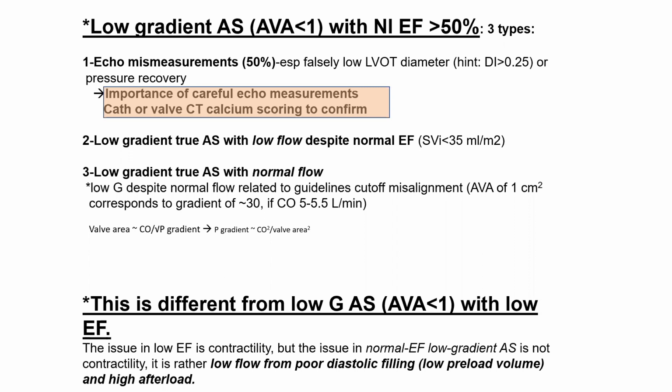Conversely, and not uncommonly, you will have cases where the gradient will go up, but it will not go up enough. It will remain in the 30s while the valve area remains less than 1. Most often in those cases, when the gradient goes up over 30 and the valve area remains less than 1, even if the gradient does not go beyond 40, you are truly severe AS.